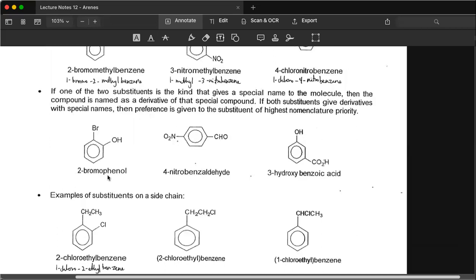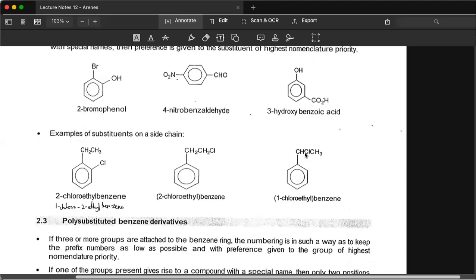And here is the hydroxyl. That's why we call it phenol. And here, the higher priority is given to the carboxylic acid. Alcohol is of a lower priority. So we call it 3-hydroxybenzoic acid.